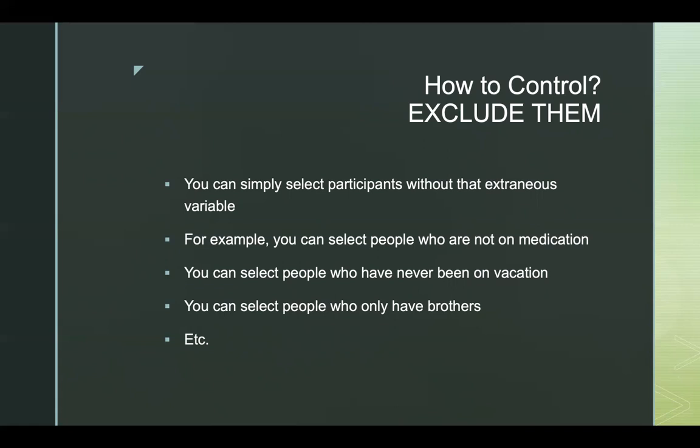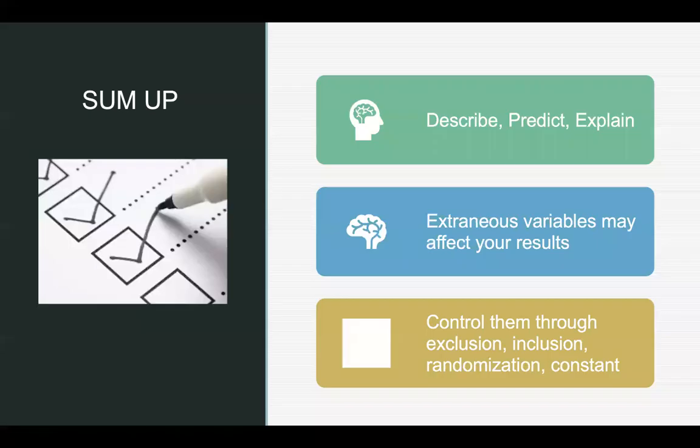You want to be careful about that because the more people you exclude from your study, the higher the internal validity is, but the lower the external validity is. And that's generally how it works. The more internal validity you have, usually the less external validity you have, and vice versa.